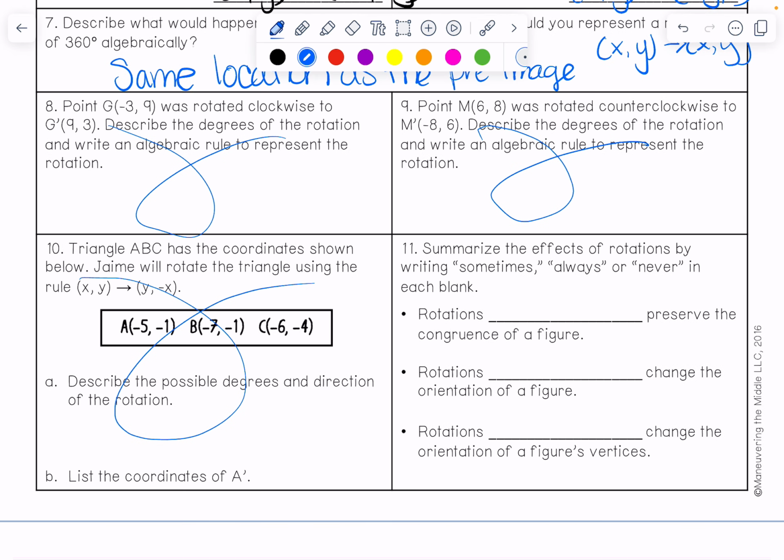So summarize the effects of rotations by writing sometimes, always, or never in each of the blanks. Rotations blank preserve the congruence of a figure. So when we rotate a figure, the congruence is always preserved. It'll always be the same shape and size. As far as the orientation of the figure, sometimes that will get changed. And they will never change the orientation of a figure's vertices. So again, if you think clockwise, counterclockwise, the way that the vertices are labeled will never change.